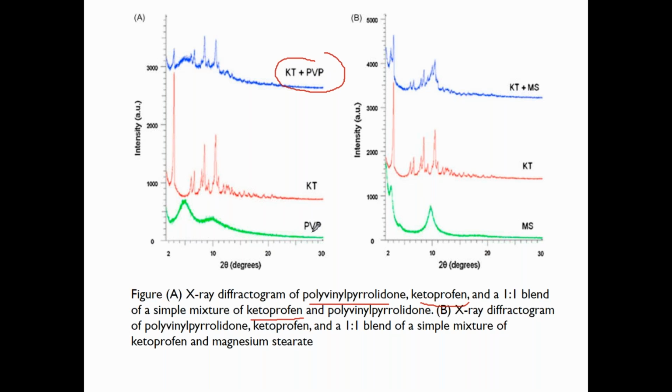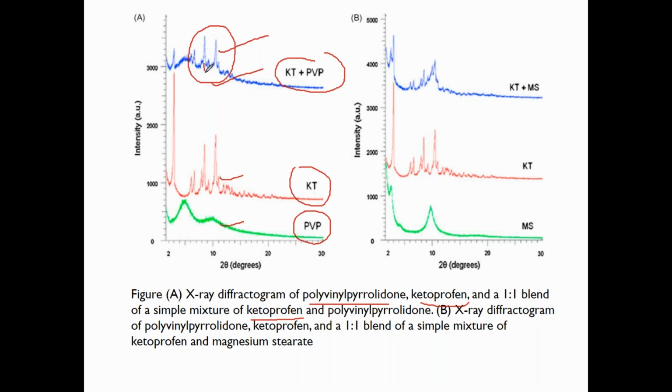This is how they do it. They take the X-ray crystallography of the PVP separately, the drug separately, and then the mixture. I'm not an analytical person, I don't know anything about them, but still I can compare, right? I can compare the graph of PVP, the graph of KT, and then both of them together in the mixture, and I can easily see the difference. There are some changes happening. What change? The intensity of the peak is changing.